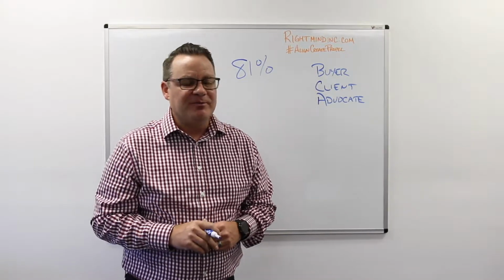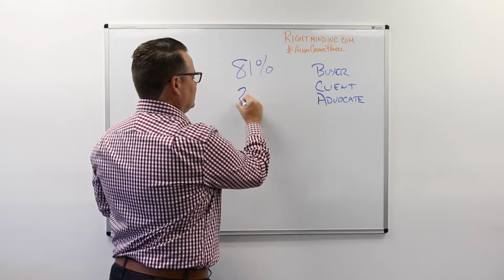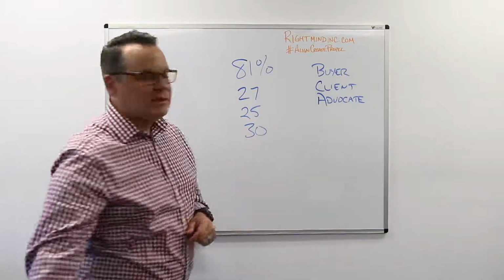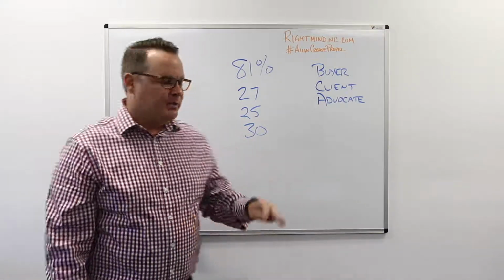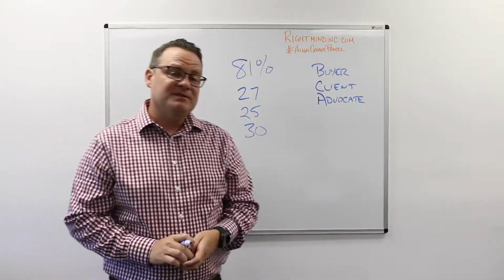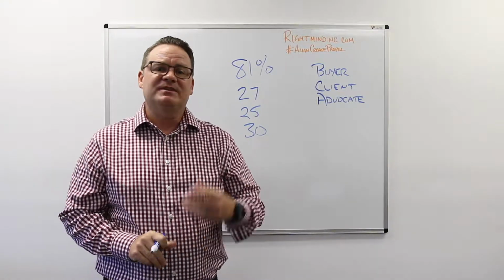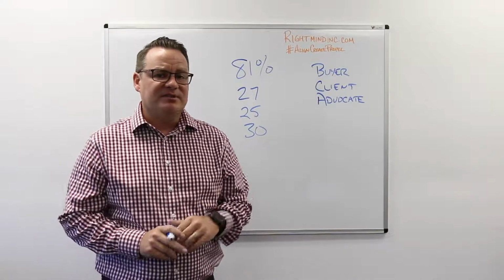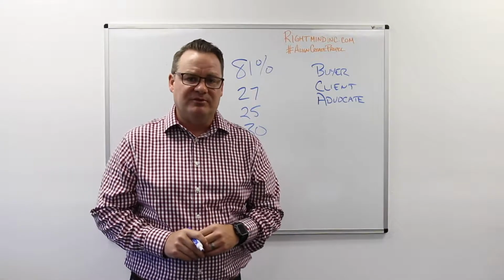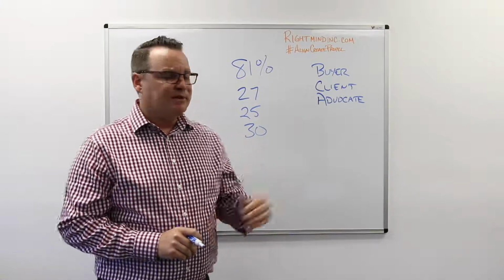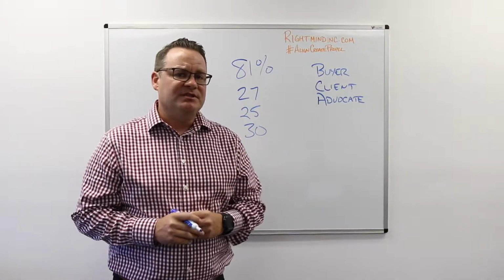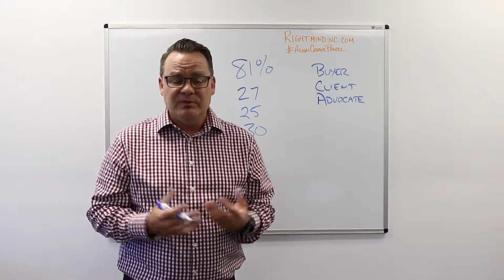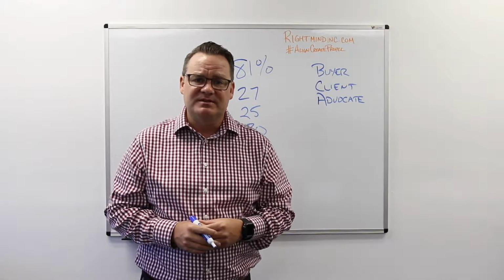But let me throw out a couple of other numbers for you. 27, 25, and 30. What do we mean by those? Well, 27% is actually from the same study from Boston Consulting Group that said that businesses that focus on advocacy have, on average, 27% higher top-line revenue growth in their business. Now, 27%, I'm going to say that anybody watching this video, any business owner, is going to look at that as a pretty good result. We would be happy with 27% business growth.